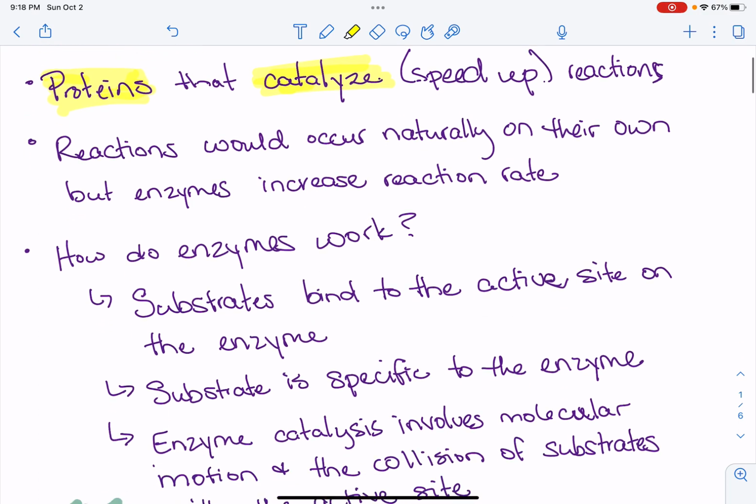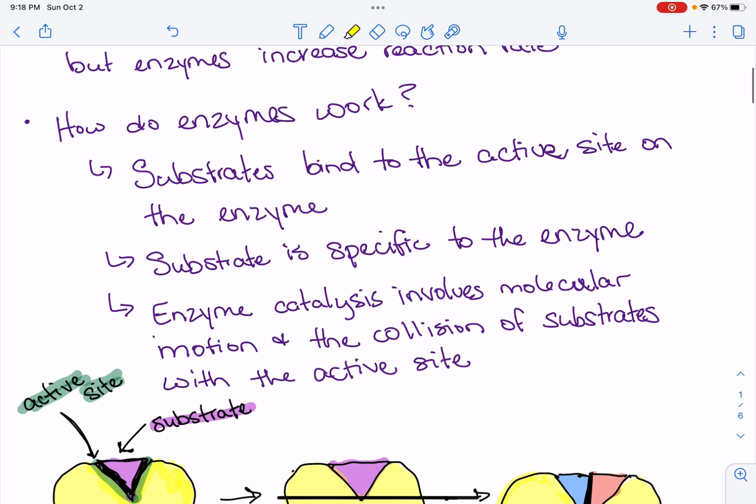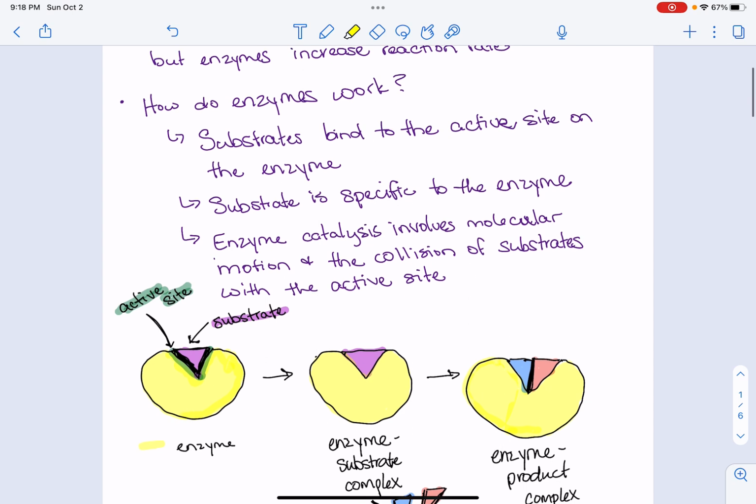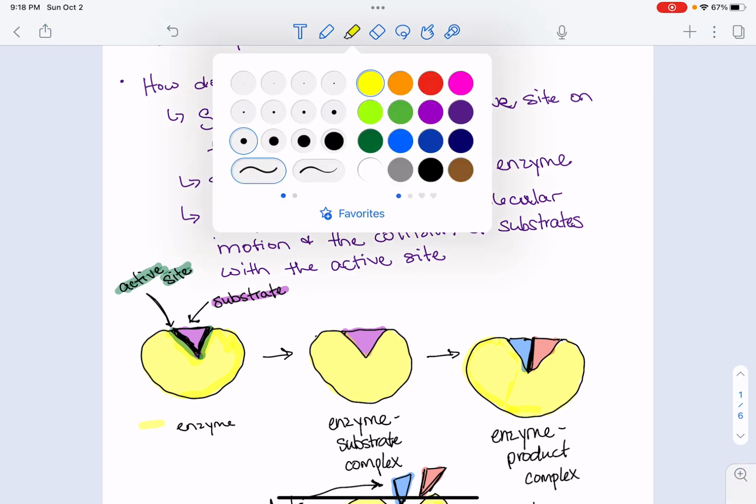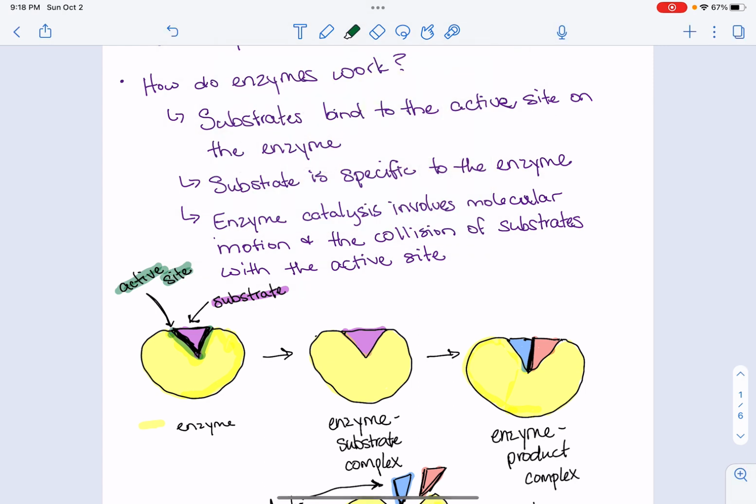So how do they work? I'm going to show you a picture. But basically what happens is you have an enzyme, and the enzyme has this area on it called the active site. And what happens is enzymes and what are called substrates. So substrates are basically the reactants of the reaction, so what you start with.